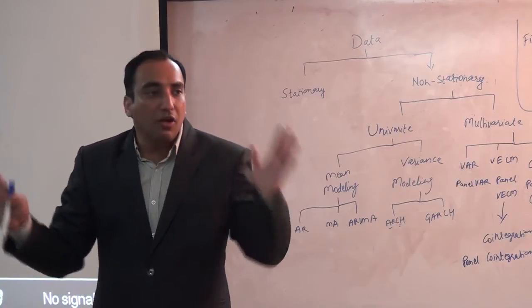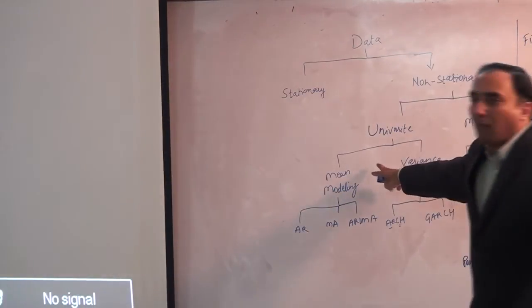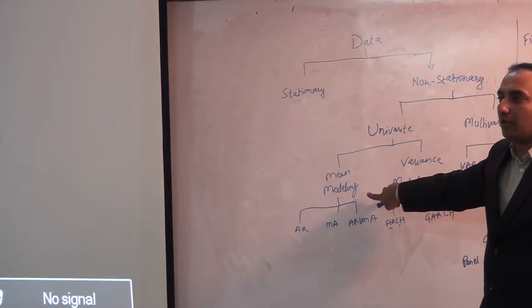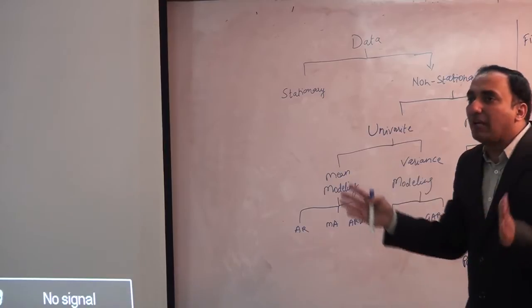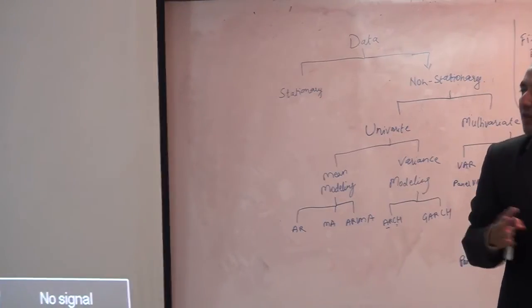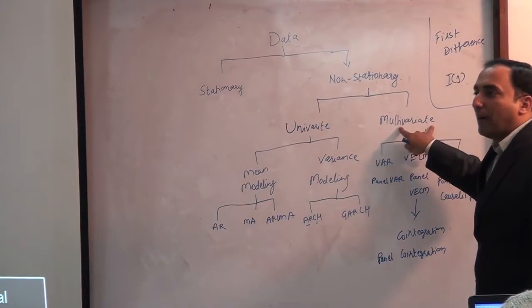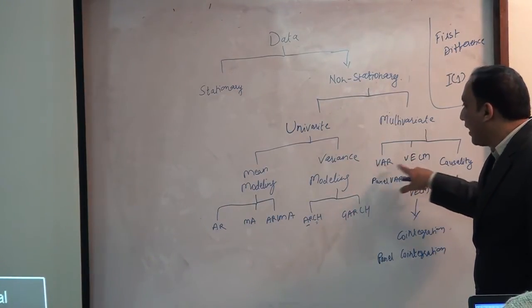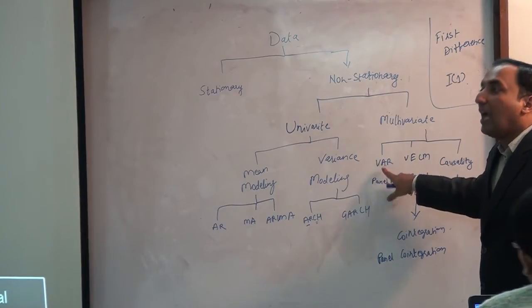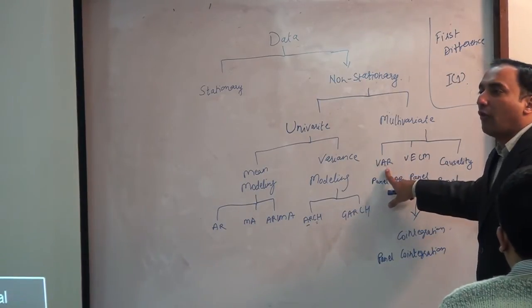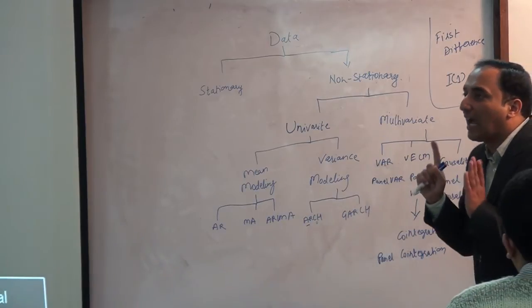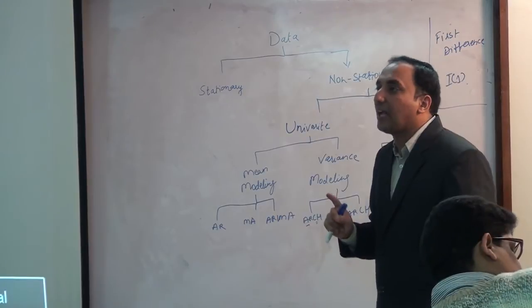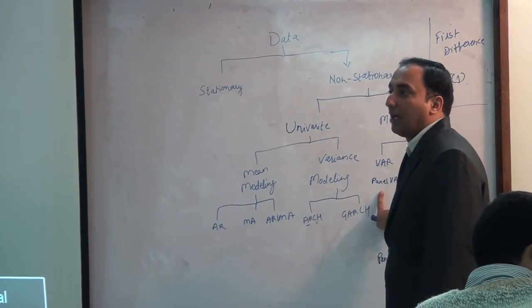If they are behaving on their own, I will go for univariate modeling, which is again subdivided into 2: mean modeling and variance modeling. And if I believe that the data is having some relationship with one another, I will go for multivariate. Multivariate can either have an error term or do not have an error term. If it does not have an error term, I will go for VAR. If my data is a purely time series, I will go for VAR. If my data is a panel data, I will go for panel VAR.